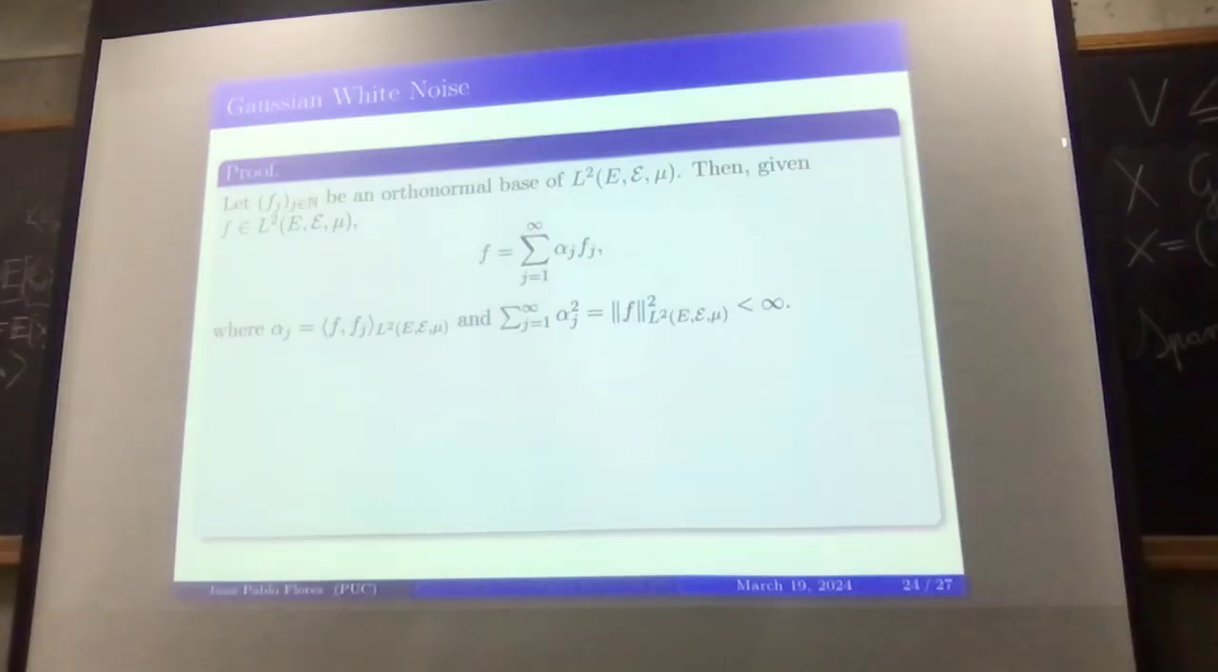So the proof of this existence result is the following. We are going to take an orthonormal basis of L2, a countable orthonormal basis. This is possible because we are assuming this is separable. And then, given a function f in L2, we can write it in this way. Each weight alpha j is going to be the inner product between f and the element of the orthonormal basis. And also the alpha j's have this property that the sum of their squares is going to be the L2 norm squared, which is going to be finite.